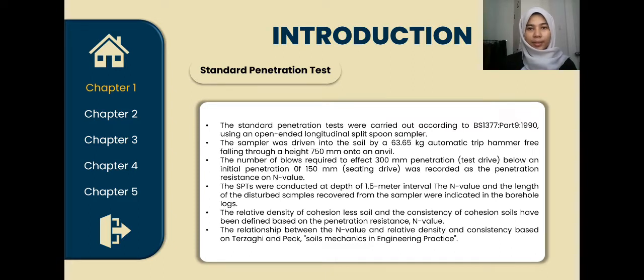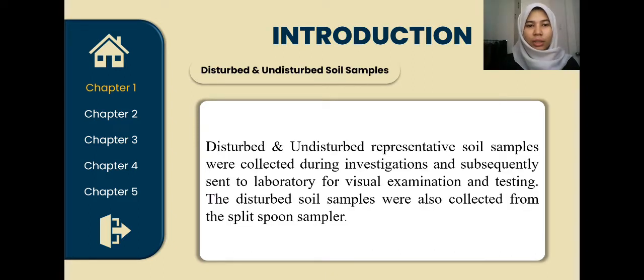Disturbed and undisturbed soil samples. Disturbed and undisturbed representative soil samples were collected during the investigation and subsequently sent to the laboratory for visual examination and testing. The disturbed soil samples were also collected from the split spoon sampler.